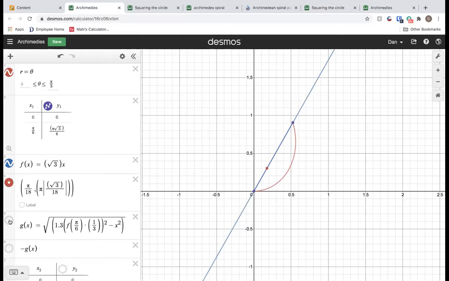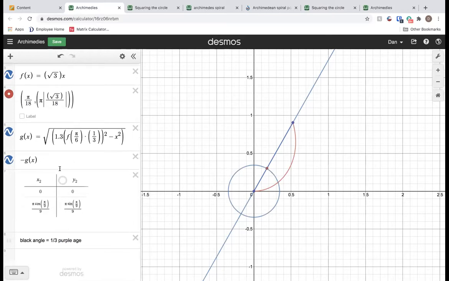And then I draw the circle through the point of trisection. I see where the circle intersects the spiral, and I draw a line there. That angle is going to be one third the angle formed by the original. Okay, does that make sense as a construction?